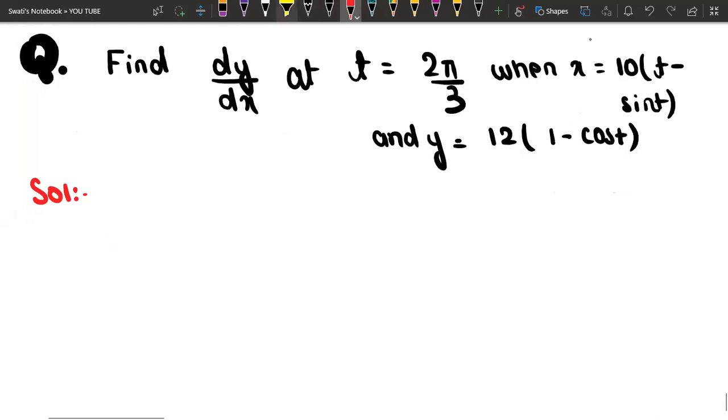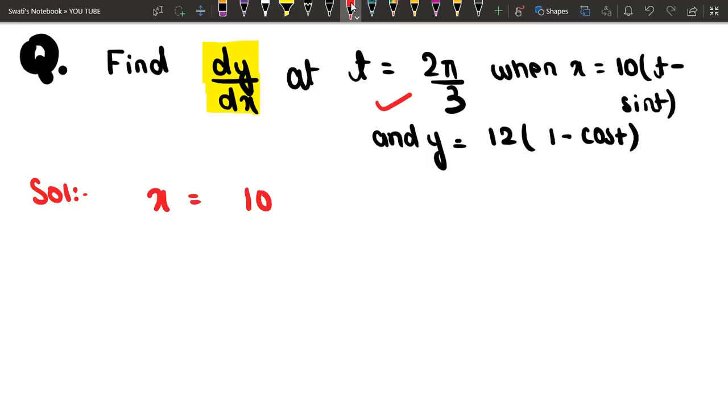Here I read this particular term as dy dx and not dy by dx, because it is not dy by dx. So never read it as dy by dx. It is simply dy dx. Okay, so let's start with the solution. We need to find the value of dy dx at this value t, which is 2 pi by 3. So let's start with whatever is given.